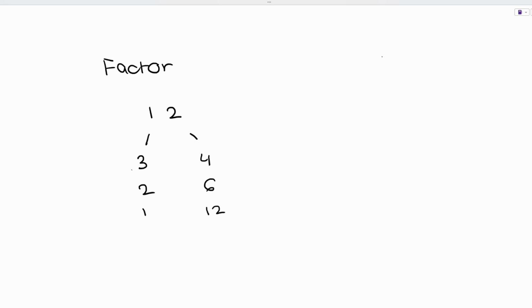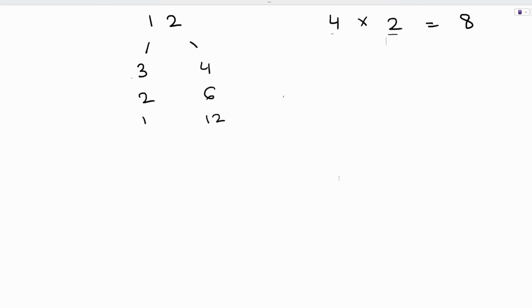The next thing you need to know is a multiple. A multiple is just the result of multiplying a number by a whole number. So if we were to take the number 4, for example, and multiply by a whole number, 2, this will give us 8. So 8 is a multiple of 4. And 8 is also a multiple of 2, because 4 is also whole. They're both whole, so 8 is a multiple of both of these numbers.